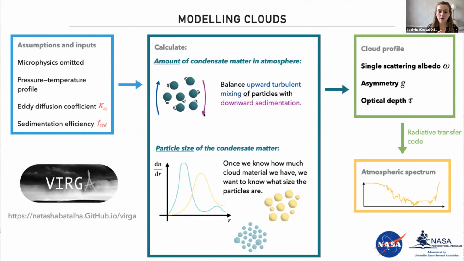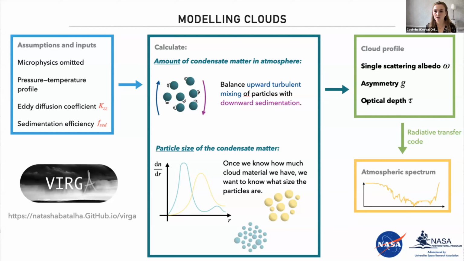And once we know how much material we have, we think about how we can distribute that into some sort of particle size distribution. So we know we've got X amount, but how much of that are little tiny particles and how much are big, massive particles, because that's going to be very important when we're trying to understand how they reflect light. And then the final stage, the output of the model, is these three parameters.